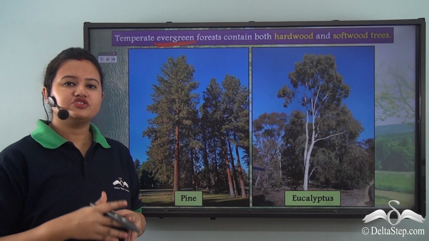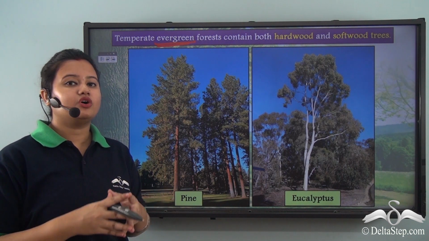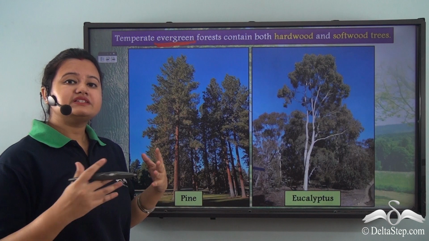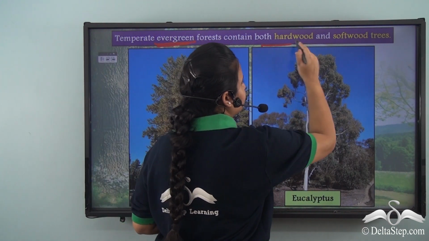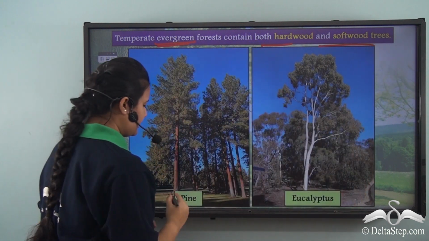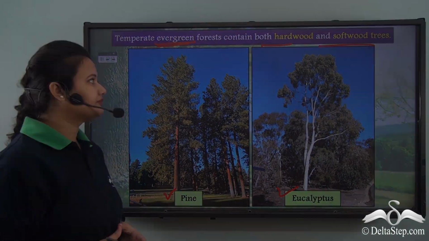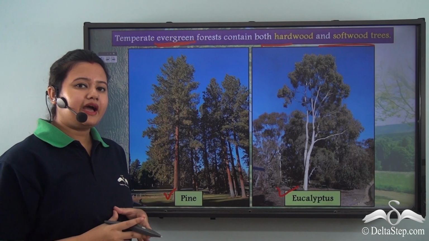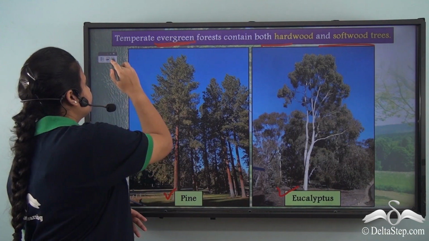Well, the evergreen trees are called so because they do not lose all their leaves all at once. Now, these evergreen temperate forests contain many valuable hardwood and softwood trees like pine, eucalyptus, oak, etc. Now let us discuss some animals that are found in these temperate evergreen forests.